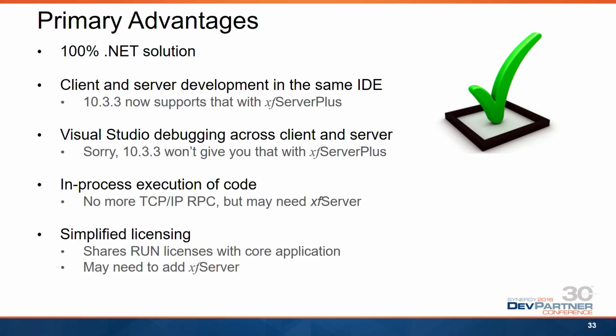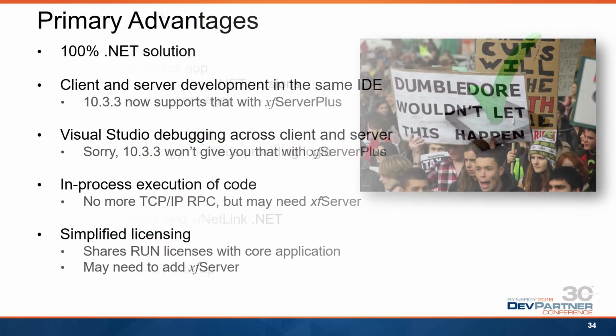Primary advantages: a 100% .NET solution now. You're not a distributed application running over some custom proprietary protocol on the network. You're now 100% in-process .NET. And again, if you still need client server, then xfServer can get you over the wire back to your data in conjunction with the select class, hopefully. So full fidelity debugging from client to server, although it's not really client server anymore. In-process execution of code, simplified licensing. The xfServerPlus licenses have gone away, of course, but now you're using a runtime license instead. So there might be some considerations there that you need to take into account.